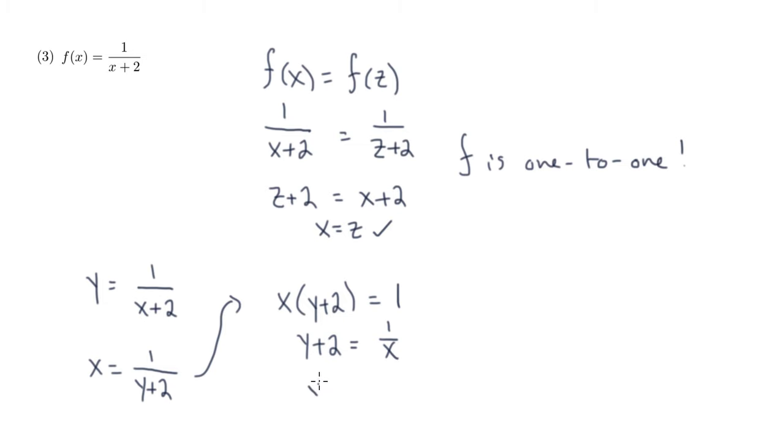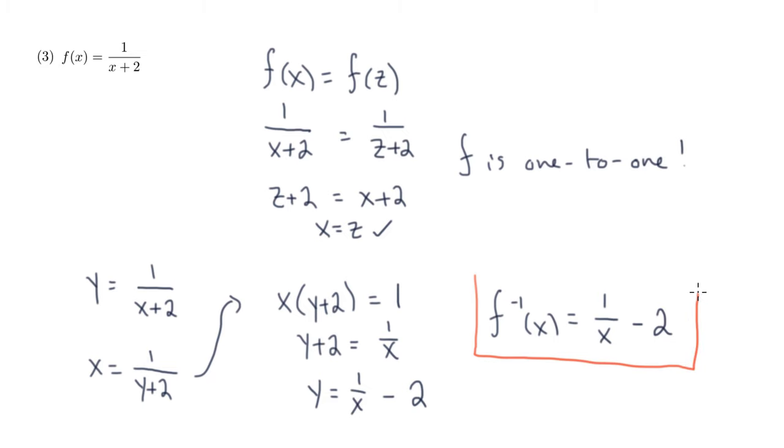And then I can just subtract 2. So then my inverse function is just 1 over x minus 2. And that's the inverse function. And again, you can verify f of f inverse will give me x, and f inverse of f will also give me x.